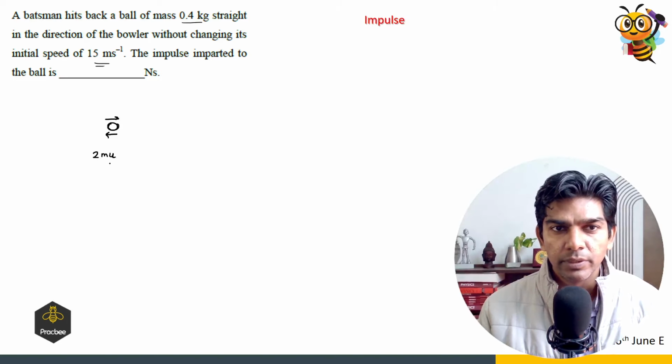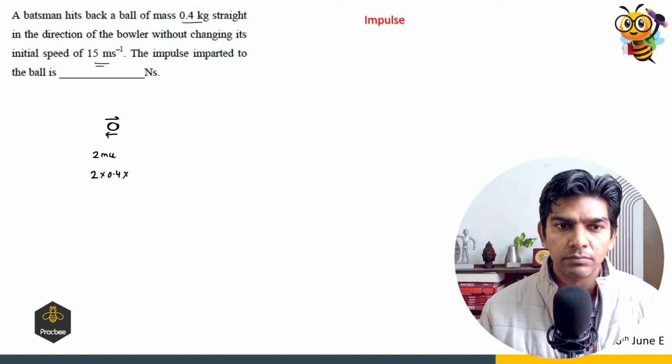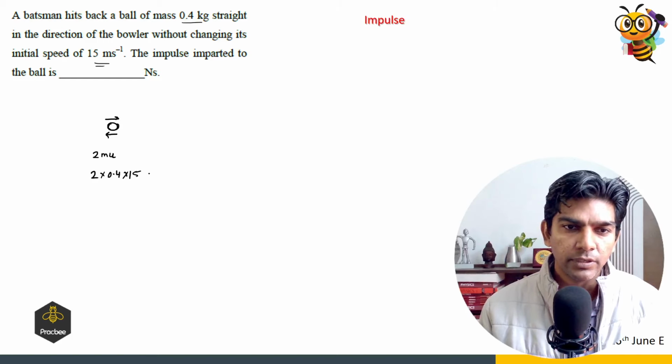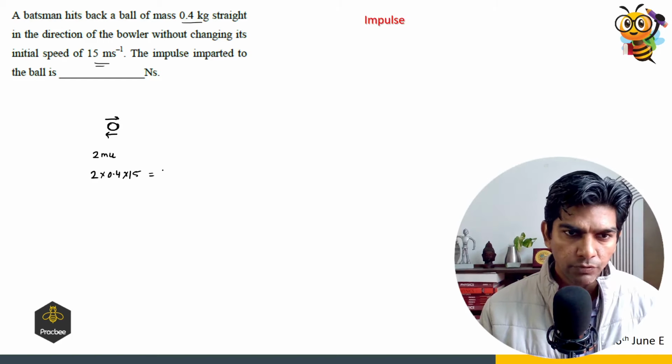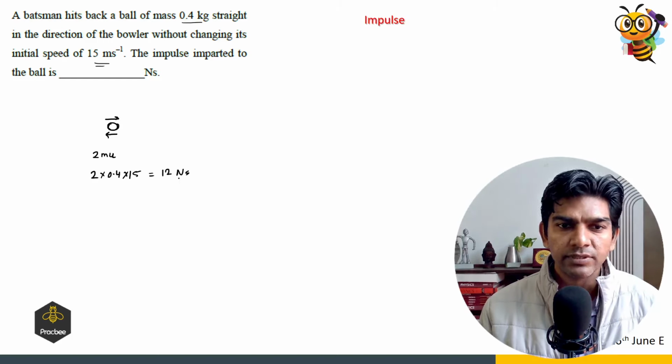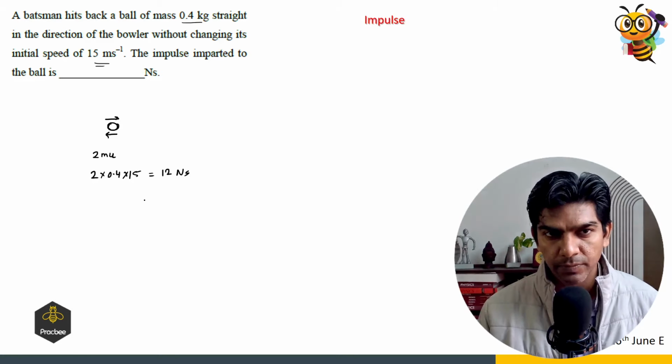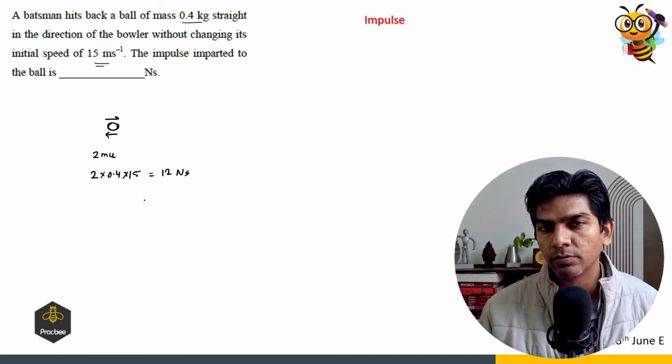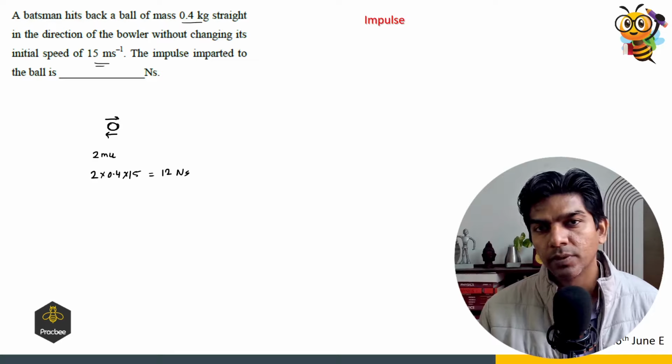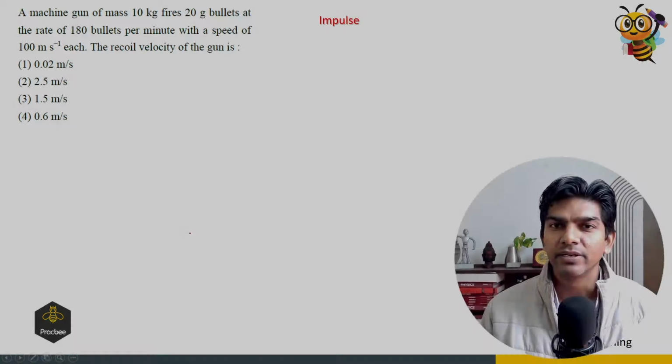So that is the change in momentum, and we have to find the impulse. So that will be 2 times 0.4 times 15, so it comes out to be 12. So 12 Newton second is the answer. So do remember this. And I have discussed the same problem in the center of mass one shot. Now let us see the next problem.